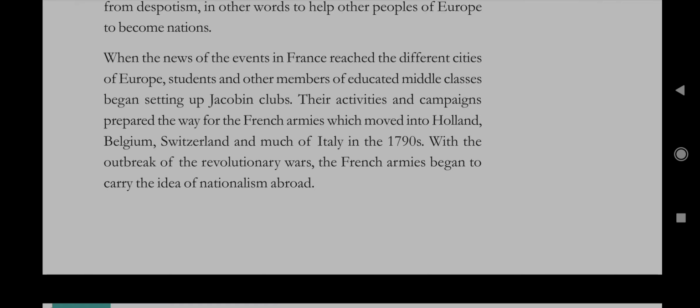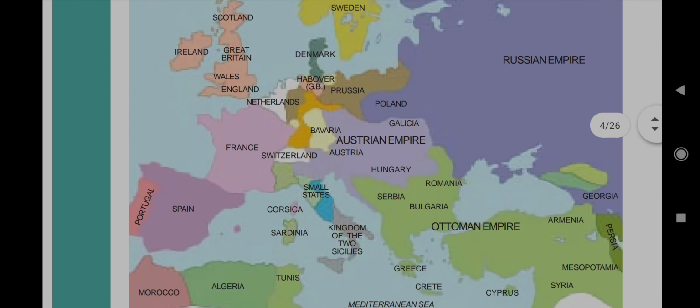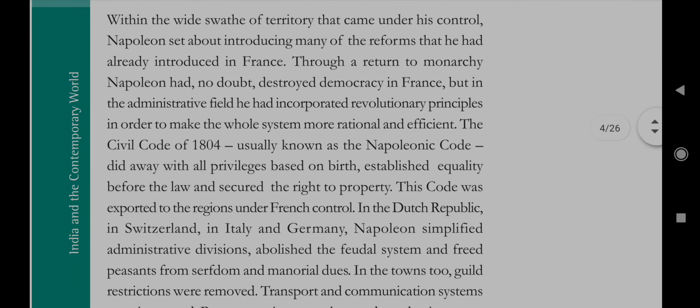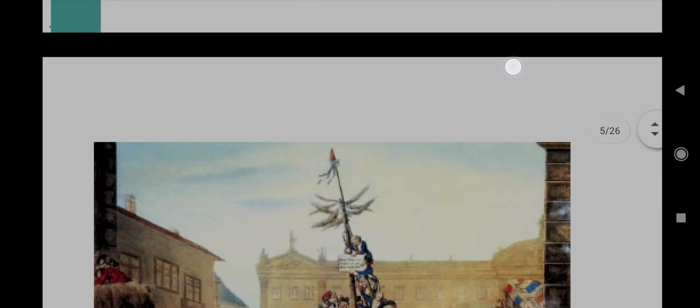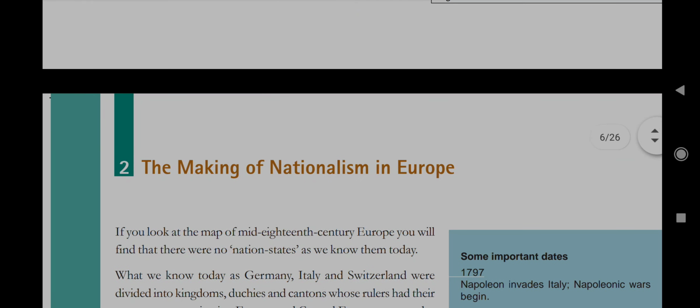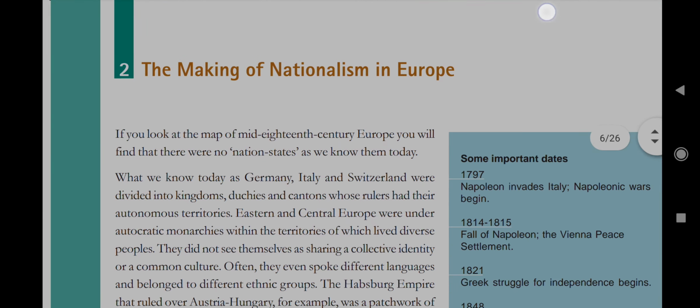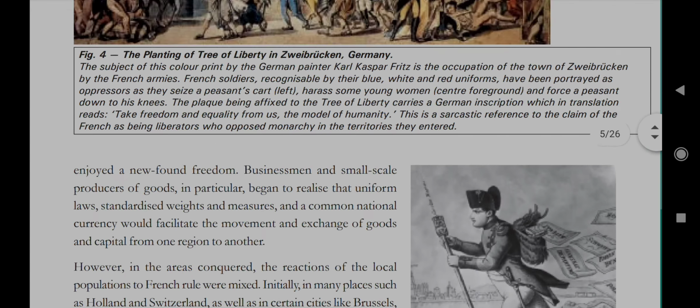And they carried that idea of nationalism as broad as well. So now you got the thing, how this nationalism was brought into place. Then we have, this is the last topic which I am going to discuss for today's video, that is the Napoleonic Code. And then from this page, the making of nationalism, we'll study in the next video.